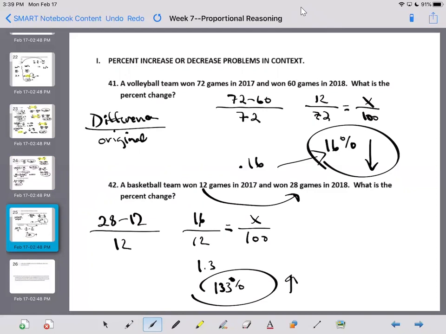So again, you find the difference in the two numbers. In this case, 12 and 28, the difference was 16. So I'm dividing 16 by where we were in 2017. Where we were in 2017 was 12. So that difference divided by 12, you're comparing it to 12. How is it changing? Well, it increased. It increased by 133%.